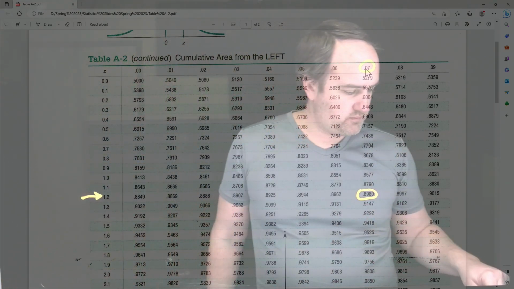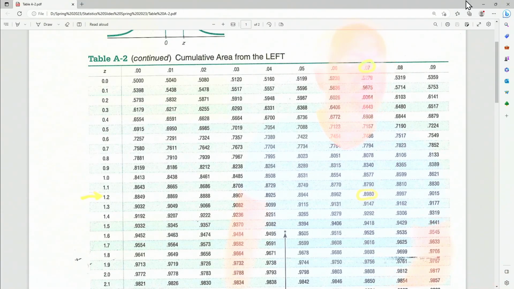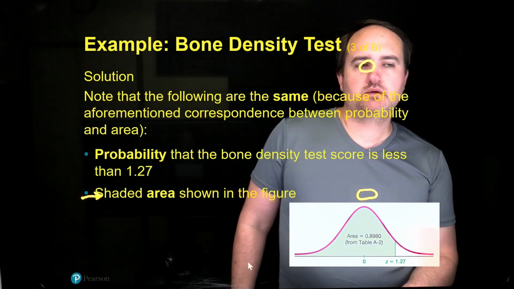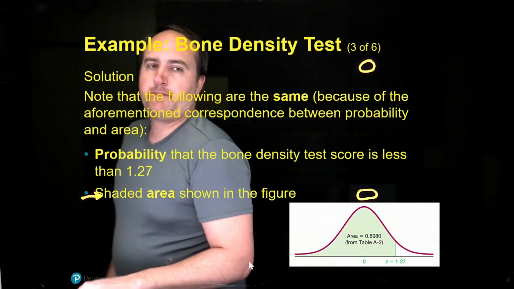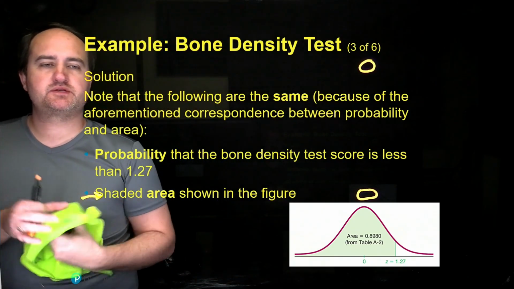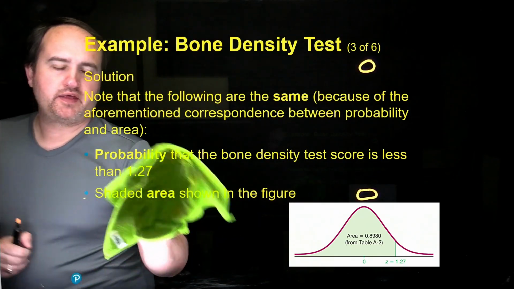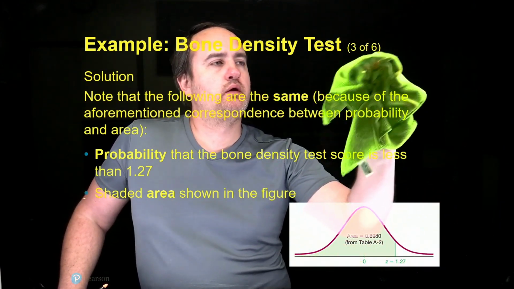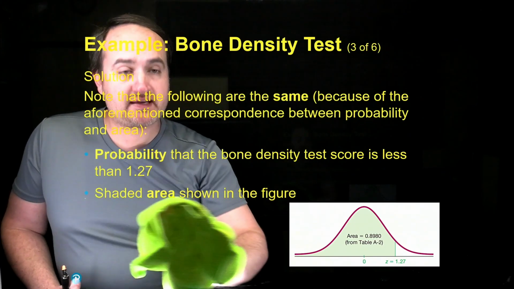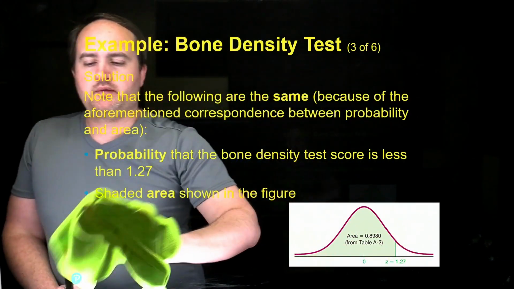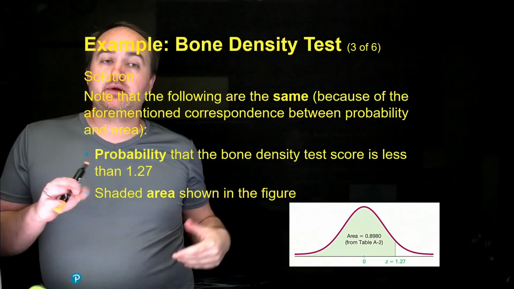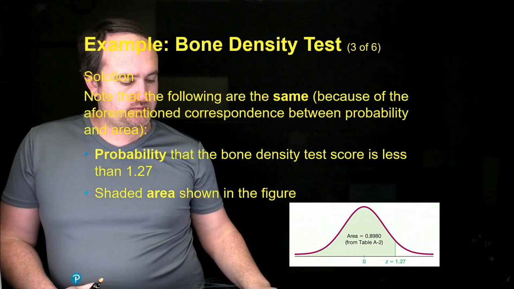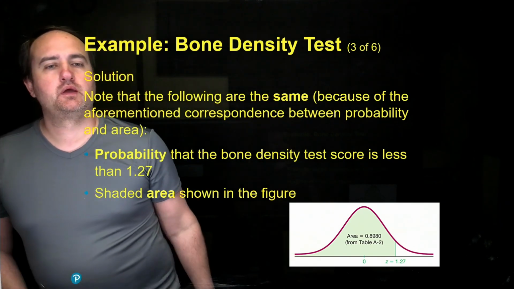Okay, so hopefully that's not too bad. That makes sense. And that just represents the shaded area that was shown in the figure. So as long as we're finding a probability that's less than, that's the area to the left. So we literally just look it up in table A2. Okay, that's what we did.